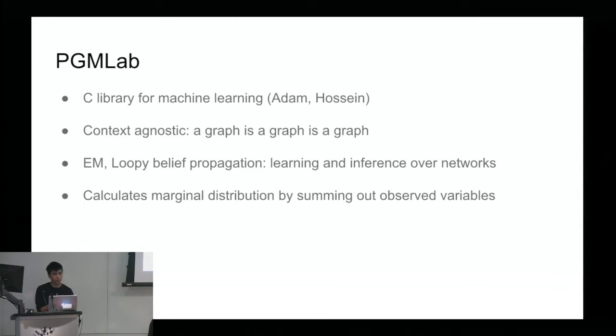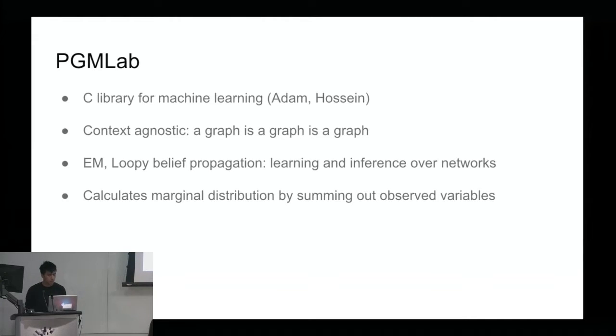PGMLab is a C library for machine learning that's meant to be fast and usable by the layman, pretty much. It was developed by Adam Wright and Hossein Radfar here. It's supposed to be context agnostic, which is to say that a graph is a graph is a graph. We can apply them to whatever we want as long as the models work out and they are stochastic variables.